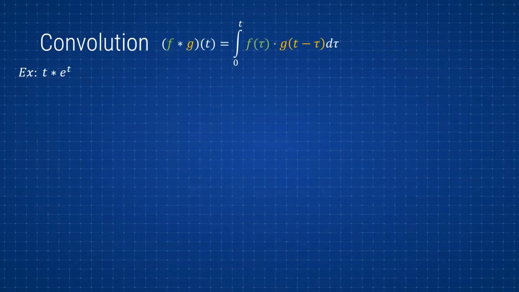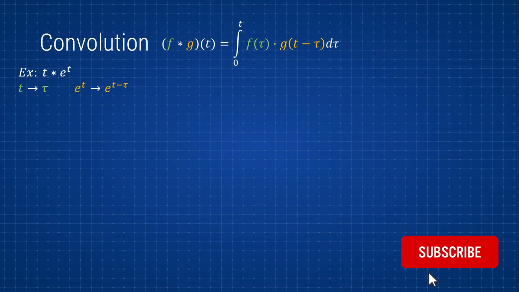So we have t convolution e to the t, and I labeled some things in color so you can see where each one goes. So to start a convolution, for the first one in green, instead of being a t, it will switch to the variable tau. And the second function will have a t minus tau. So doing that, I will basically write t as tau. So t as a function, as a tau, is just tau. And then e to the t is now e to the t minus tau. Okay, everybody following up to now, I hope.